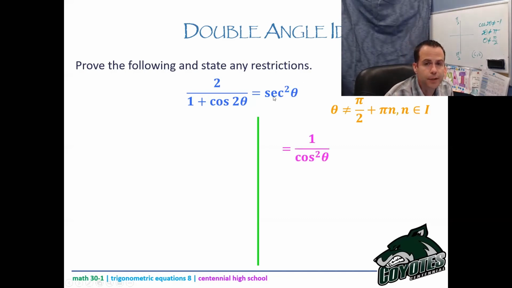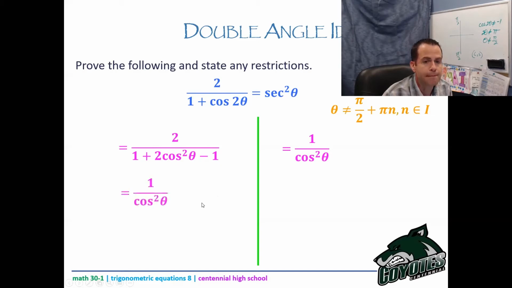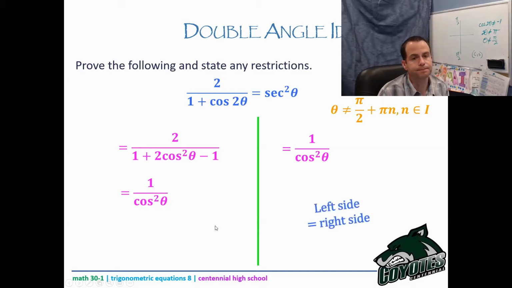So the first thing I did was I took my secant squared theta, changed it to 1 over cos squared theta. Now I'm going to take my cos of 2 theta and change that to 2 cos squared theta minus 1. My 1 minus 1 is gone. And then my 2 over 2 would reduce to 1, which leaves me with 1 over cos squared theta. Left side equals the right side. Okay. All right. So that's it for some proofs.